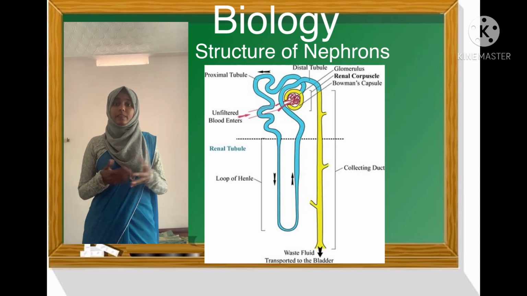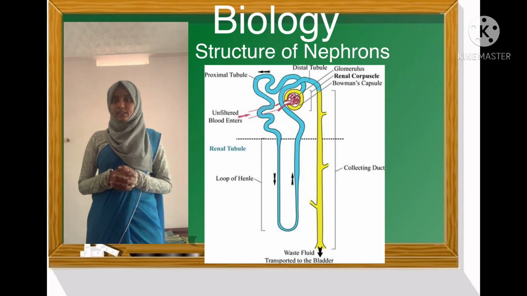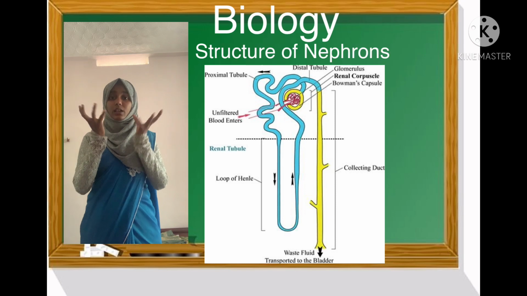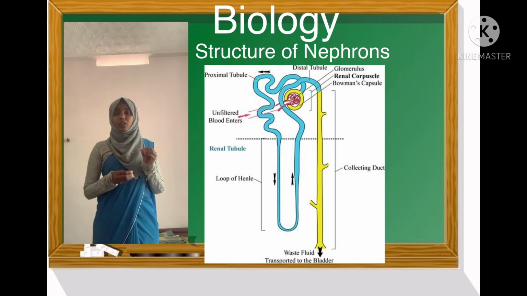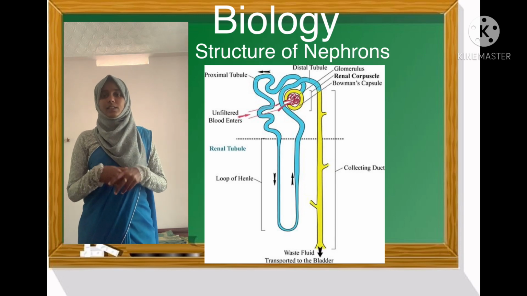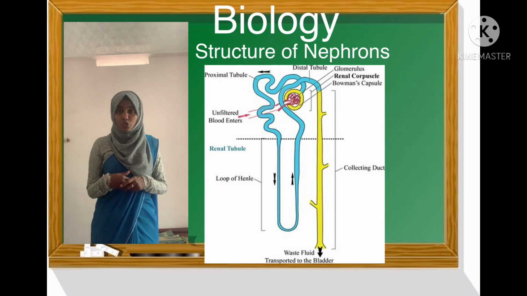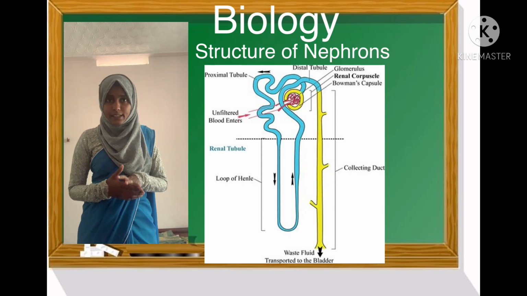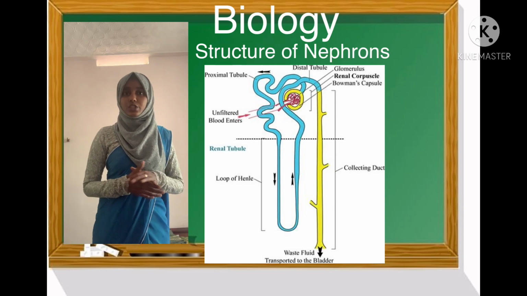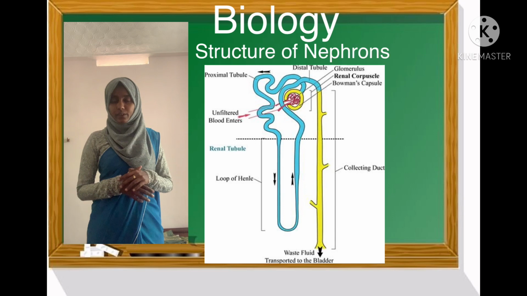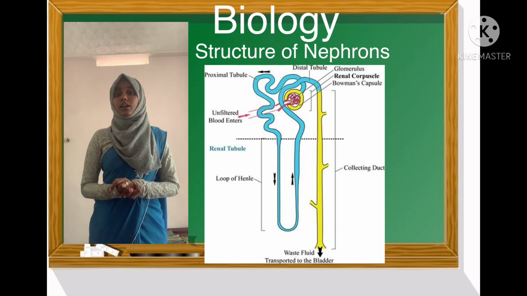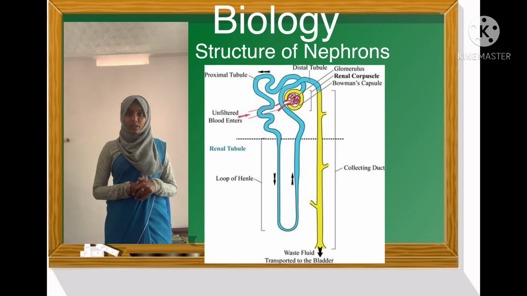Then there is a capsular space. What is capsular space? It is a space in between the double walls of the cup-like structure called Bowman's capsule. And there are peritubular capillaries. These are the many blood capillaries seen around the renal tubule, as the continuation of the efferent vessel.